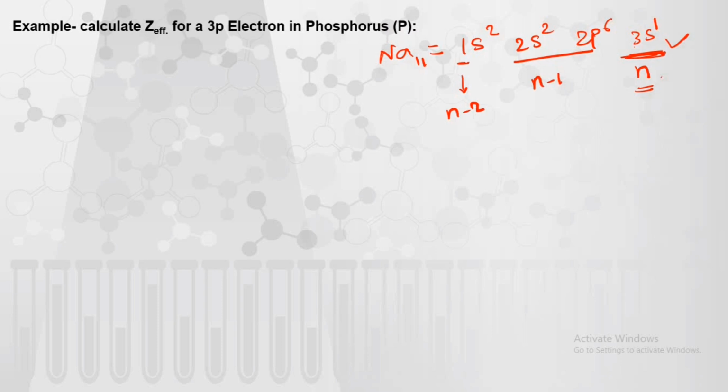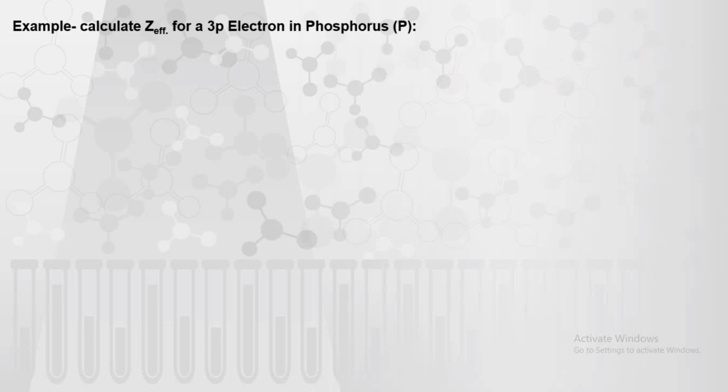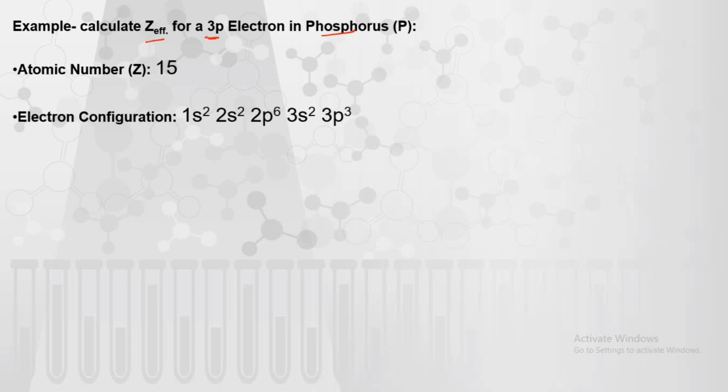Now we will see the example. Calculate Z effective for a 3p electron in phosphorus. First of all, I need to write the atomic number. Atomic number is 15. Then I need to write the electronic configuration: 1s2, 2s2, 2p6, 3s2, 3p3. The third shell is the n shell, and I want to calculate this for the 3p electron. The second shell is n minus 1, and the n minus 2 shell is the 1s2.